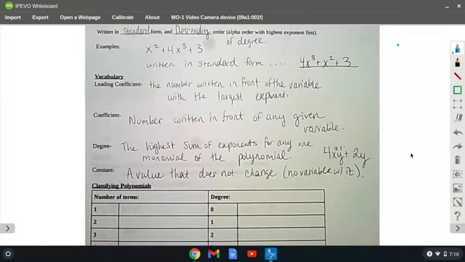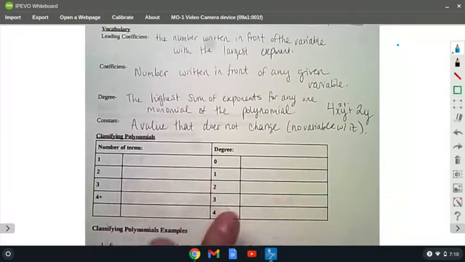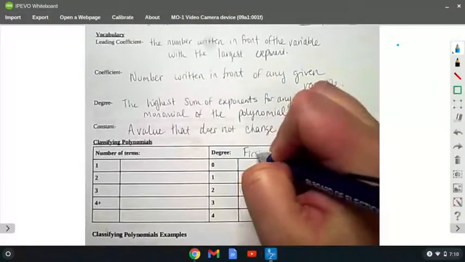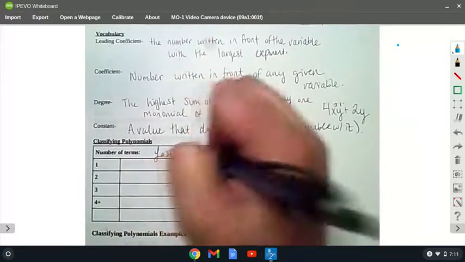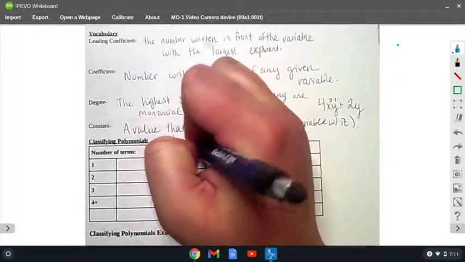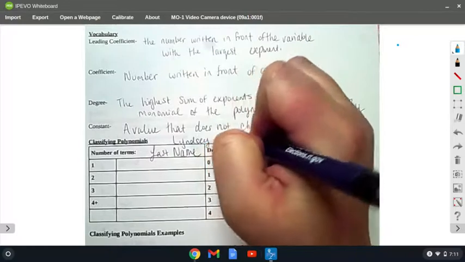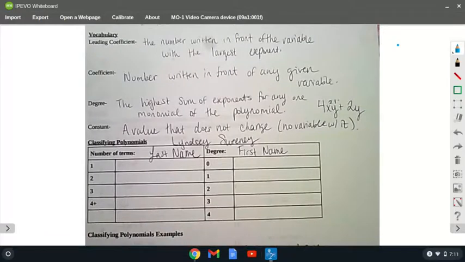Now I want to talk a little bit about how we classify polynomials. I actually wish on this note sheet that these were flip-flopped, because when I classify a polynomial, I like to have a first name and a last name. And that's why I would rather have them flipped, because our first name is our degree and our last name is our number of terms. So if you were classifying me, you would say Lindsay Sweeney. If you're classifying a polynomial, you're going to call it by its degree and then its number of terms.